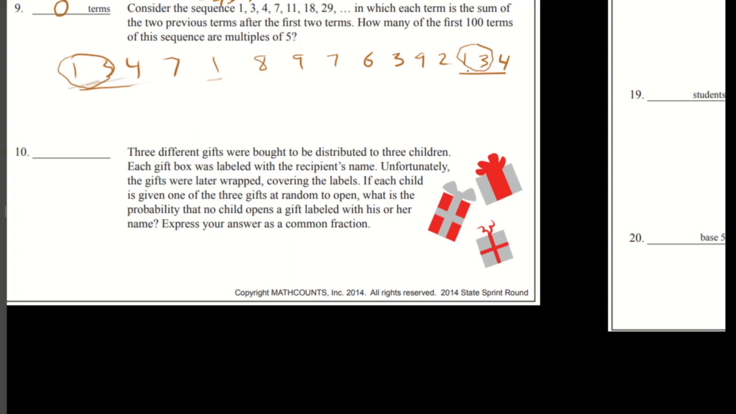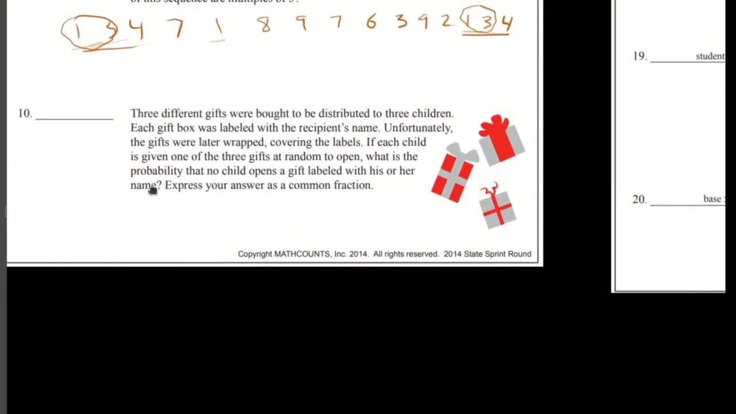Okay, cool. All right, 3 different gifts were bought to be distributed to 3 children. Each gift box was labeled with the recipient's name. Unfortunately, the gifts were later wrapped, covering the labels. If each child is given one of the 3 gifts at random to open, what is the probability that no child opens a gift labeled with his or her name?